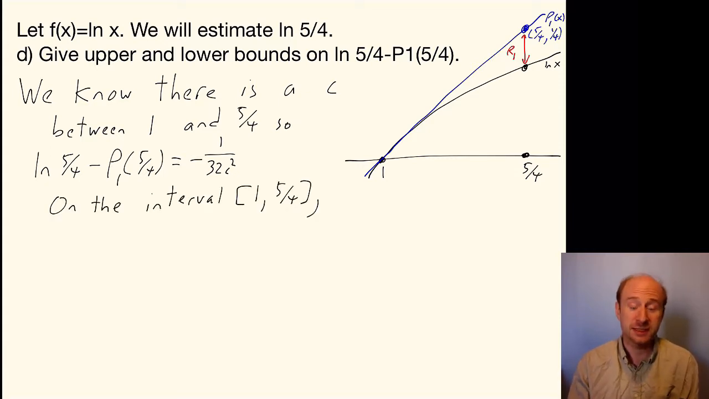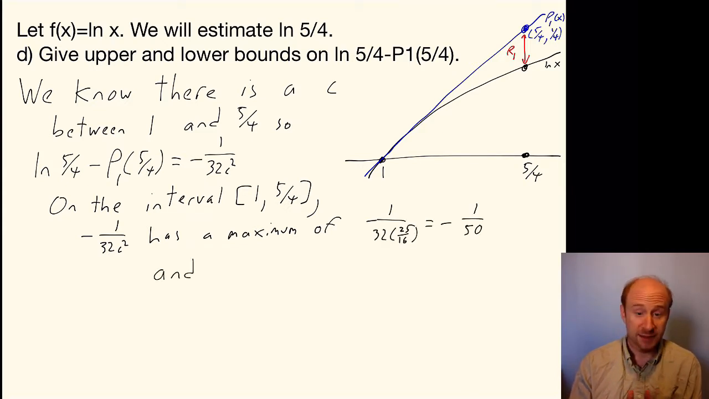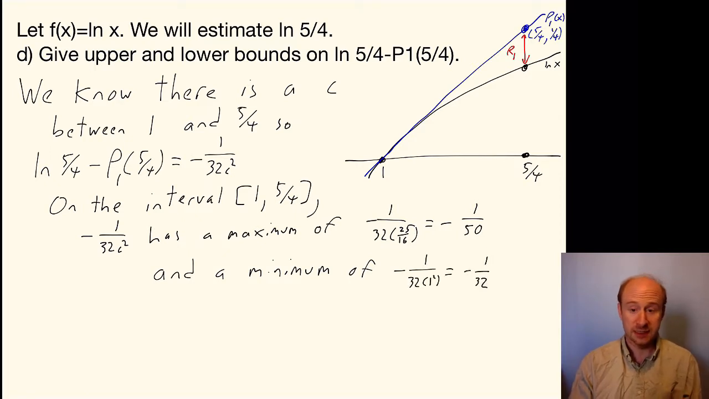So the biggest this can be is when c is 5 fourths. When c is 5 fourths, negative 1 over 32c squared is negative 1 over 50. And the smallest that negative 1 over 32c squared can be is when c is 1, when it is negative 1 over 32. And this is almost always how we will use Taylor's theorem with remainder.